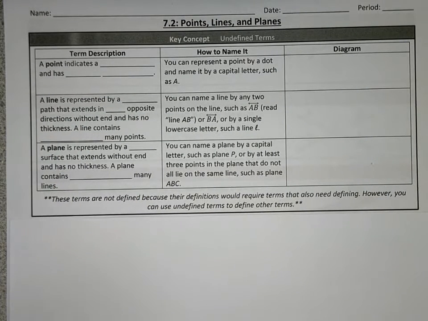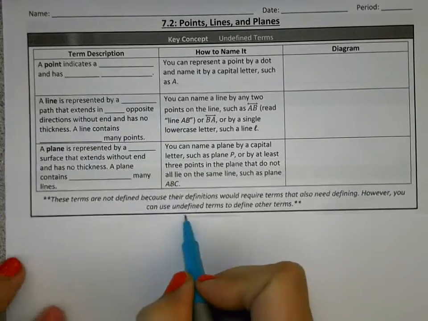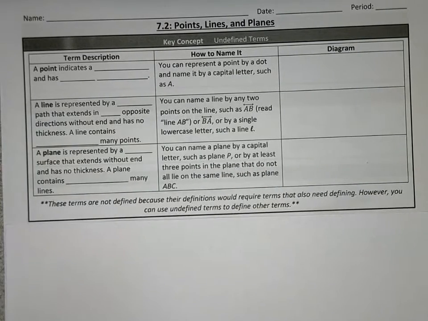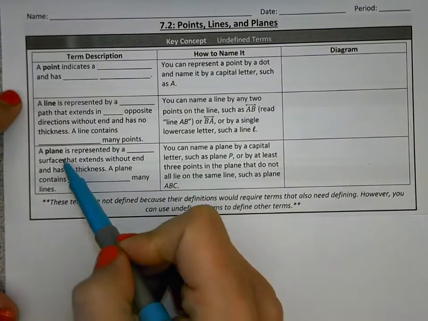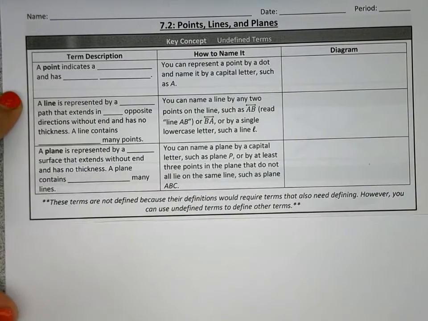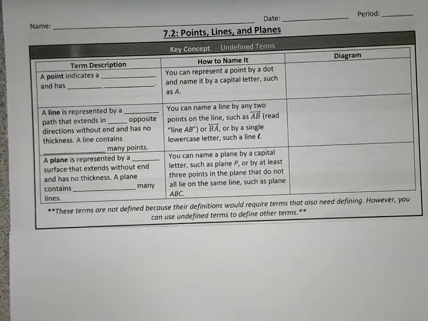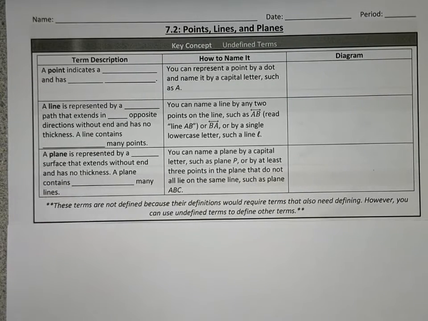So mathematically, we just call these undefined terms, and we accept their definitions as they are. Okay? We can use points, lines, and planes to define other terms. So we can use these terms to define further terms. It's all very theoretical. I just have to say it. So we're going to use points, lines, and planes in the definition of other terms. So points, lines, and planes are kind of our basis starting ground.